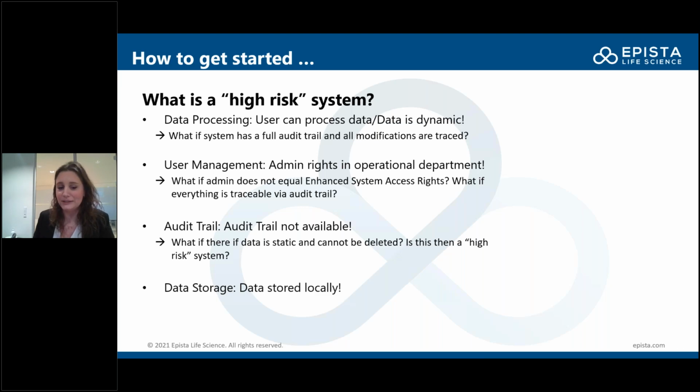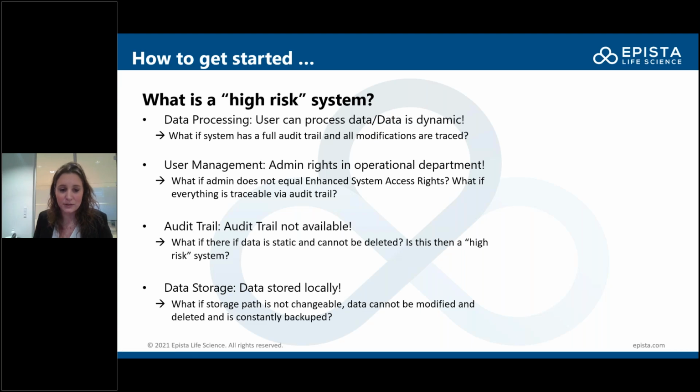Another good example is data storage. Some people consider systems where you store data locally as high-risk systems. But then when going into the details and looking at that system and how it's set up, you might have a system that has a set storage path, so the data is always going to be stored in the same location, you can't modify it, you can't delete it, and you're having a backup that's regularly running. Then again, is that really high risk?